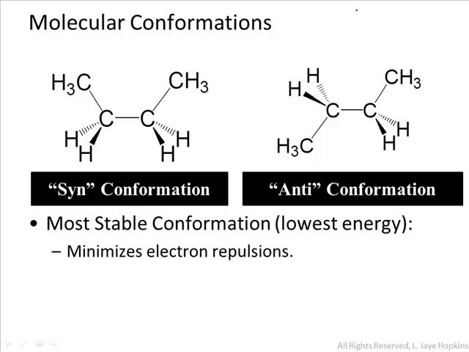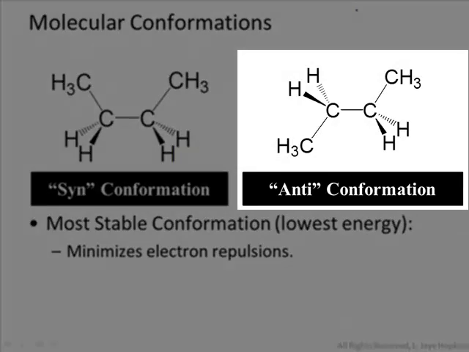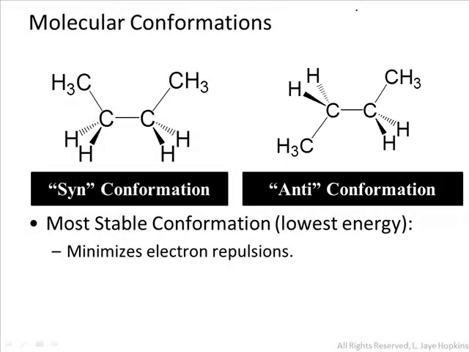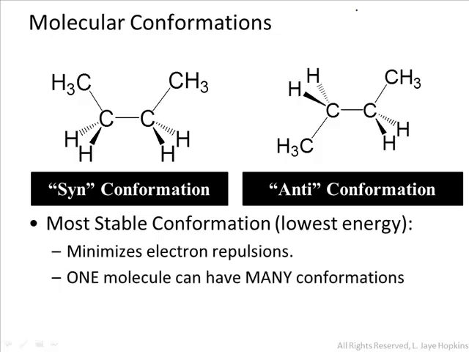Remember that electrons exist around all of the atoms and in the bonds in an organic molecule. So the more we spread out the atoms and bonds in a molecule, the more we minimize electron repulsions. The anti-conformation is more stable for this reason. In the anti-conformation, we've essentially spread out the carbons better than if we have a syn conformation, where both carbons are on the same side of the molecule.